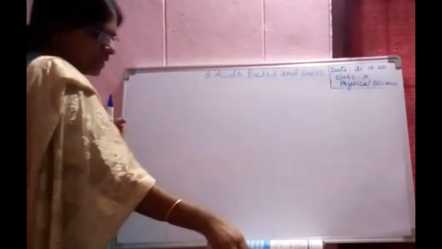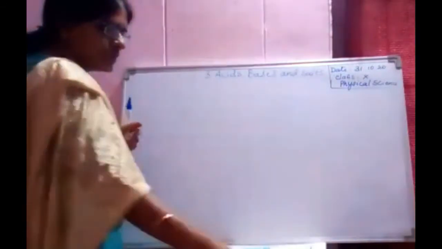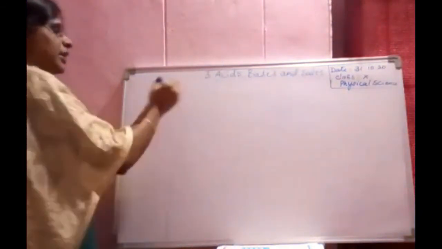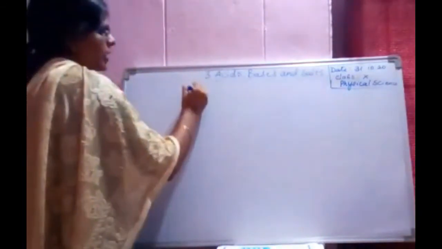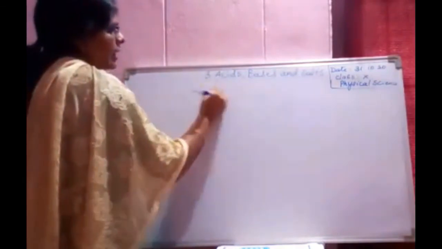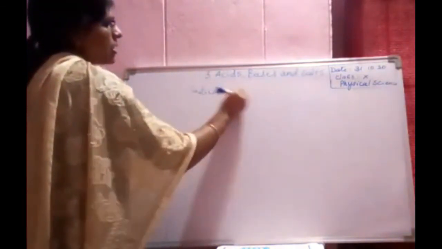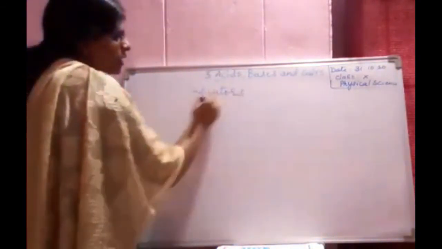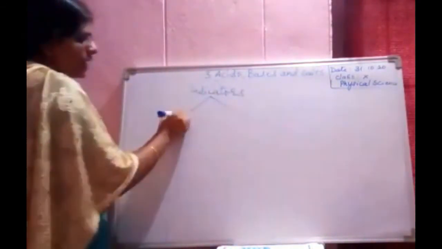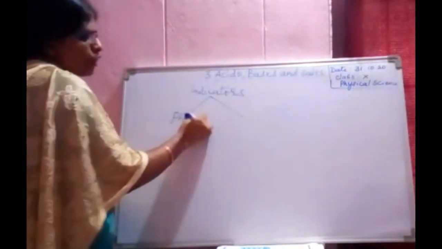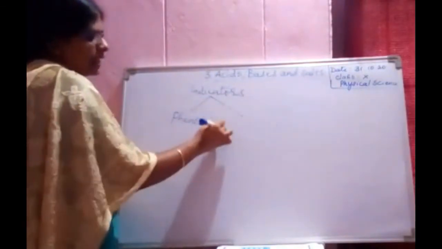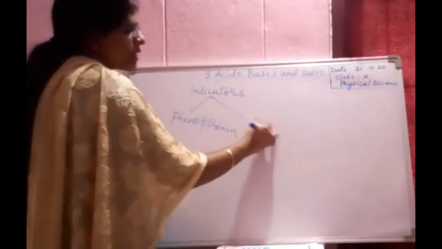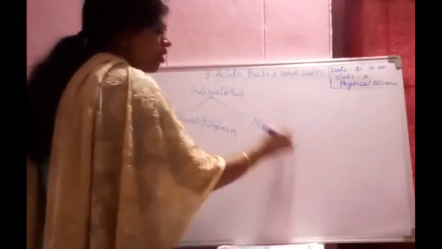Page number 34, activity 1. Here onwards, you will be reading about indicators. There are two types of indicators. Phenolphthalein. Another one is methyl orange.